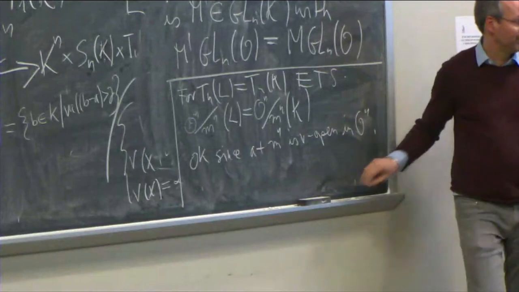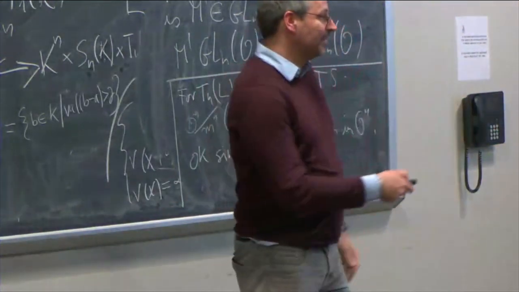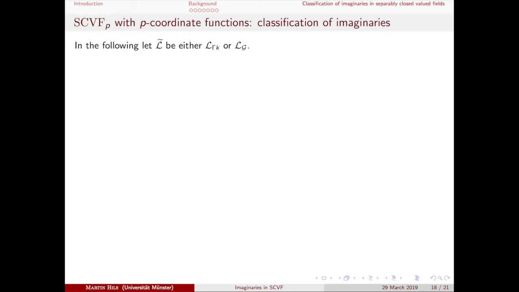So we're done. If you are dense in a larger field, you have the same geometric sorts, in particular the same residue field, the same value group. It means that the extension of the valuation is immediate, by definition. So all sorts do not change except the valued field sort itself, but all the imaginary sorts keep the same.